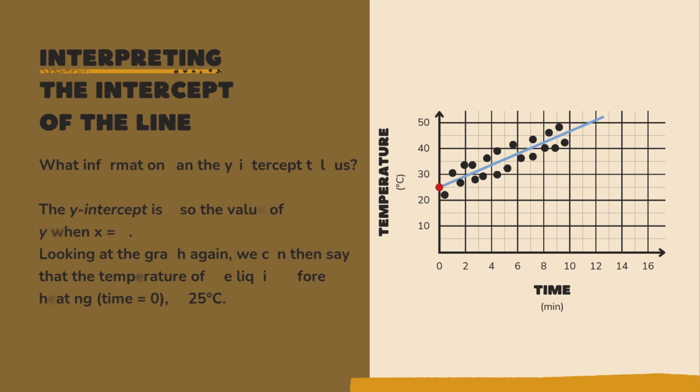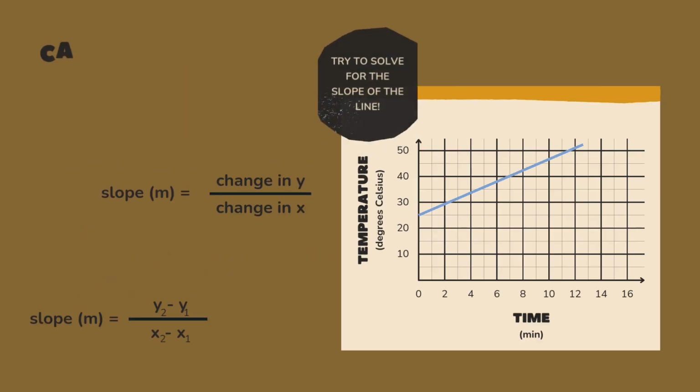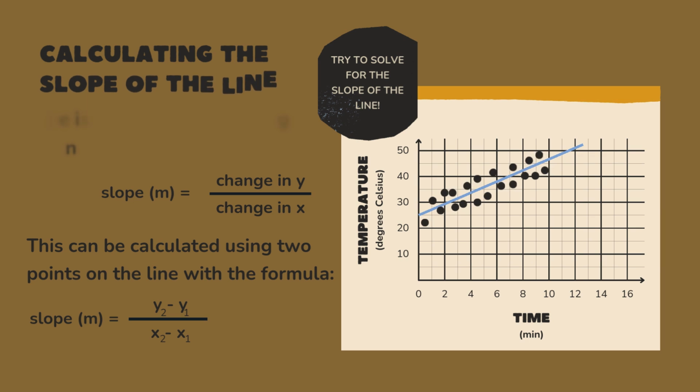The y-intercept is also the value of y when x equals 0. Looking at the graph again, we can say that the temperature of the liquid before heating is 25 degrees Celsius. All right. So now let's try to solve for the slope of the line. Calculating the slope of the line.